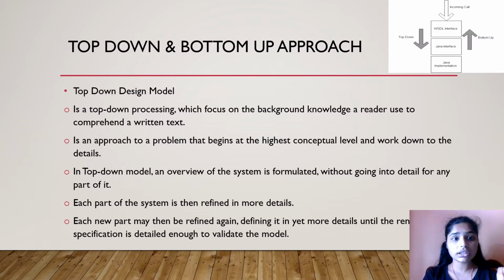Then third thing is, in the top down model, an overview of the system is formulated without going into details for any part of it. Then each part of the system is refined in more detail, and each new part may then be refined again, defining it in more detail until the remaining specification is detailed enough to validate the model. That is all about the top down model.